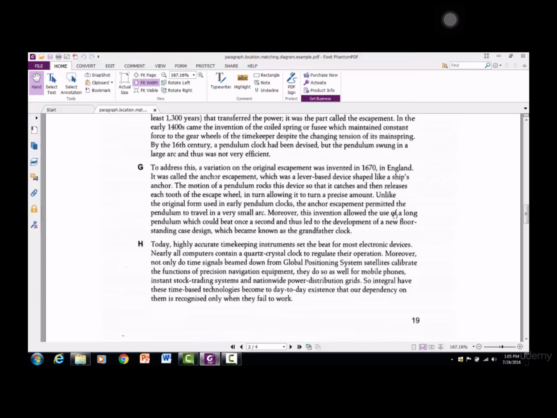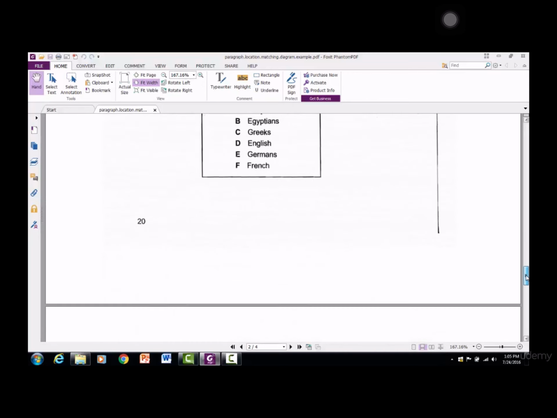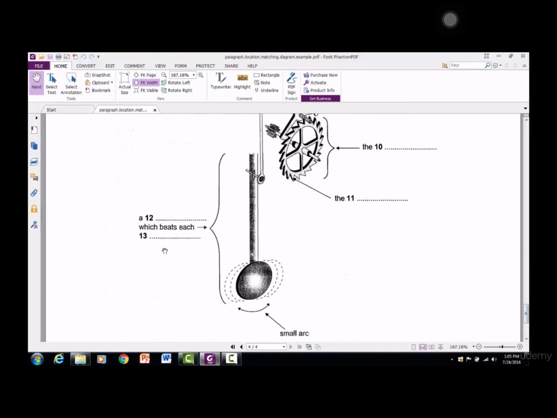And also we have the synonym language for each. Once a is a synonym for each. And so the answer for 13 is second. See right here? A long pendulum which beats each second. Okay? And we have synonym language for each: once a second, each second. All right? A long pendulum, that comes right before which beats. So those are our answers for 12 and 13.